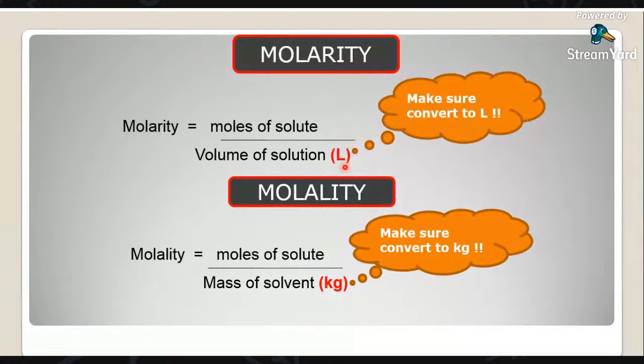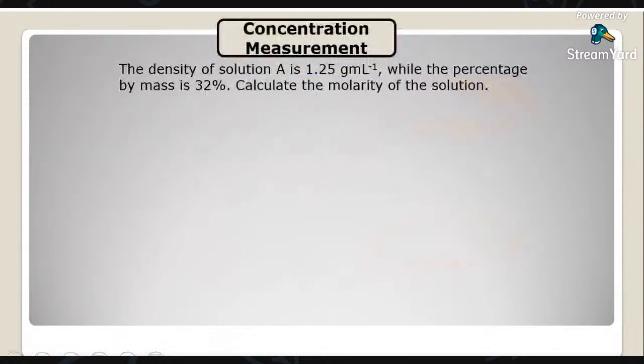Same goes for molality. Look at the prefix, molality, mole. So that's why in the formula we have moles of solute divided by mass of solvent. The mass of solvent is in unit kilogram, also compulsory to be written in your formula. Okay, so let's try a question.